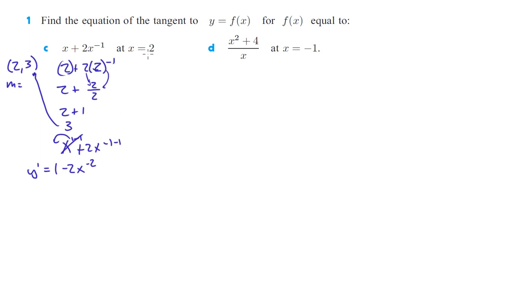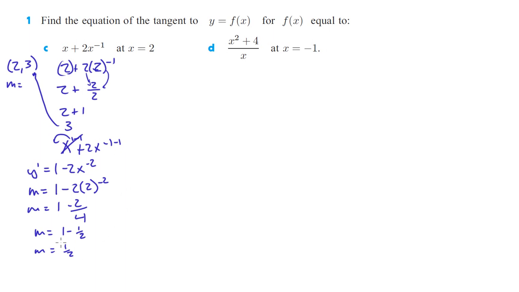We want to figure out the slope of the tangent when x equals 2. So we're going to plug in 2 for that x. So our slope is going to be 1 minus 2 times 2 to the negative second. The 2 stays on top. 2 to the negative second is 2 squared on the bottom, which turns into 4. So that's going to be 1 minus a half. So our slope then is going to be 1/2.